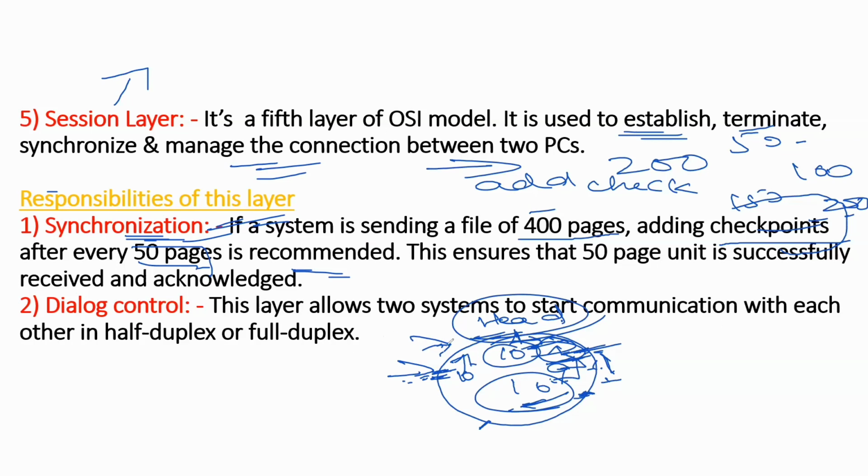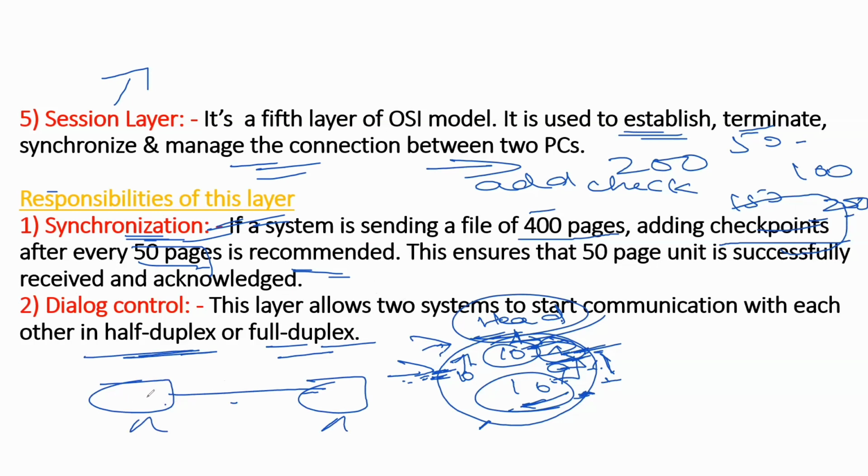So this is called synchronization. And the next is dialog control. So what does dialog control mean? This layer allows two systems to start communication. Two systems connect with each other through this layer in half duplex or full duplex. It can be either half duplex or full duplex. So suppose this system and this system want to connect with each other by a session.